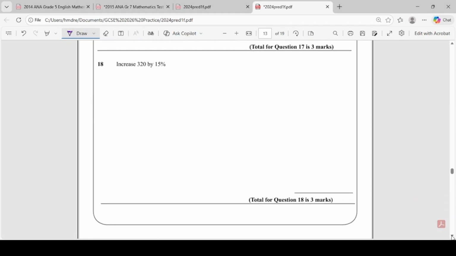Question 18, increase 320 by 15%. So increase means we're going to add on to it. And we're going to add on to it 15%. As I said before, always work out 10% first. So 10% of 320.